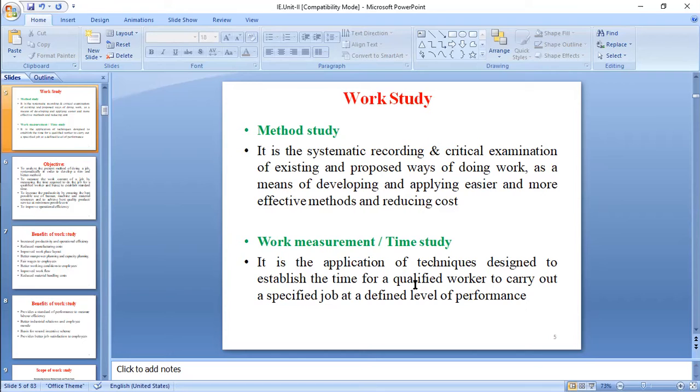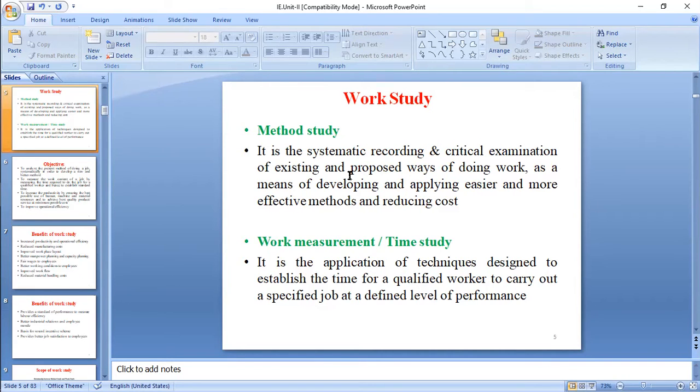So work measurement means we apply techniques designed to establish the time for a given specified job. In method study, we need to have a standard method to execute the job, replacing the previous existing method, and in work measurement, we need to have a standard time for a specified job. So this is related to your method study, and this is related to your work measurement.